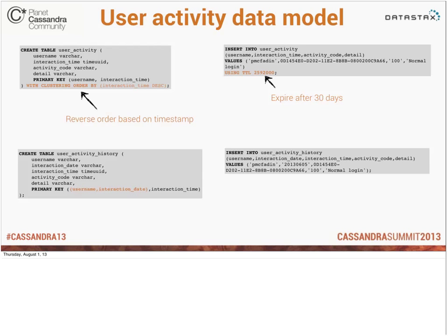And I will work around that because the next table I have is my user activity history. Again, same type of data. I'm collecting who they are, where they went, but I'm changing the data model a little bit. I'm going to make it so that the username and interaction date are the partition key. And the time is not reversed. It's in a natural order. Everything else is pretty much the same. When I insert that data, I'm not going to try to expire it. This is permanent, so to speak. It's going to be history.